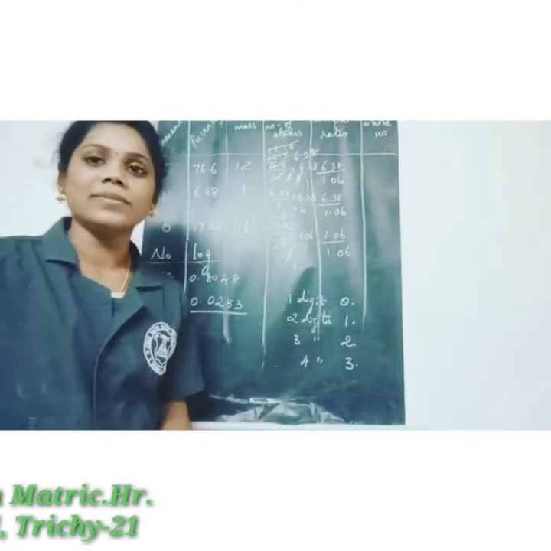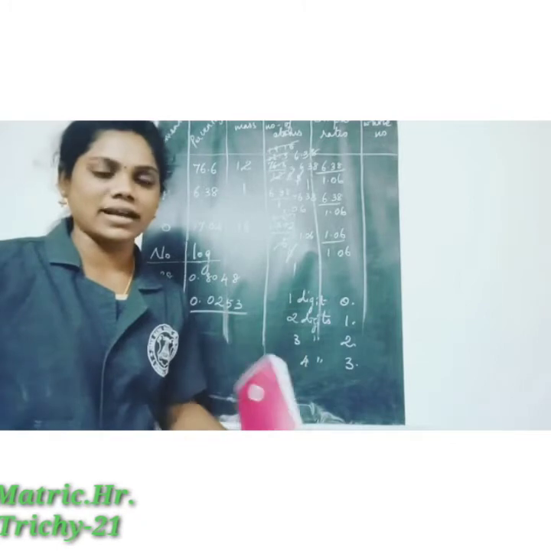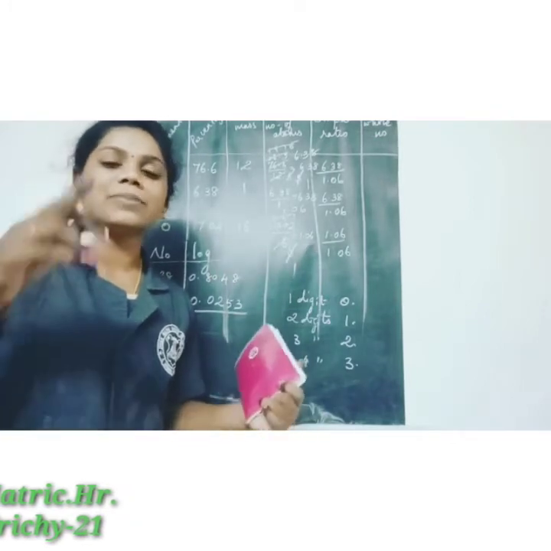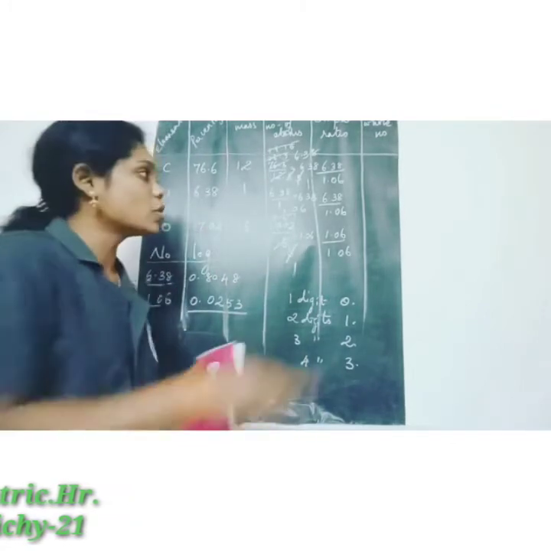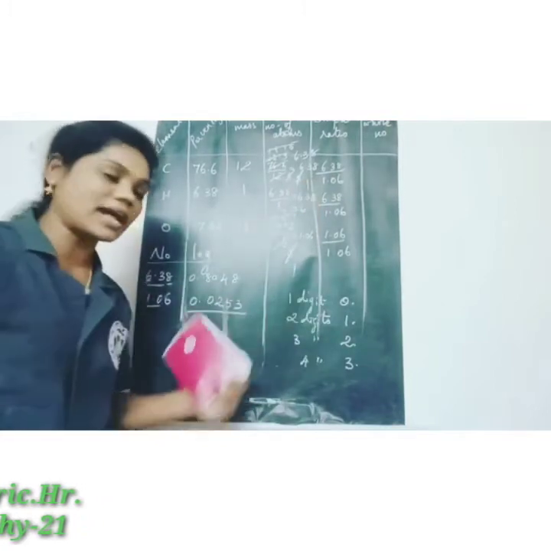Here it is 6.38 divided by 1.06. In logarithm, divided by means you subtract the values. Suppose it is multiplied by, then you add those values. So here it is divided by, so subtract these values.